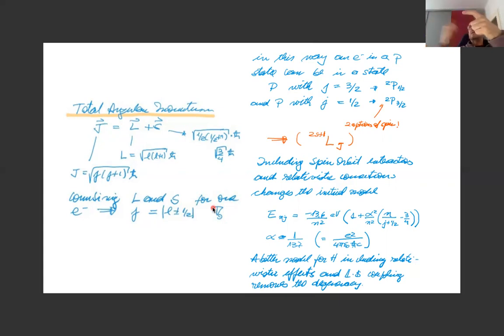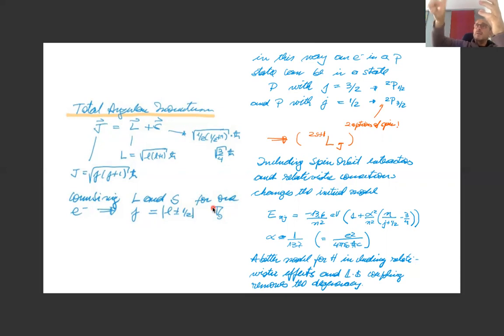If the particle is rotating like this, the angular momentum should be like that, but the spin could be pointing the other way, pointing down. In that case, the total angular momentum of the complete system will be 1/2. You have to add the 1 in one direction with the 1/2 in the opposite direction, and you get 1/2.